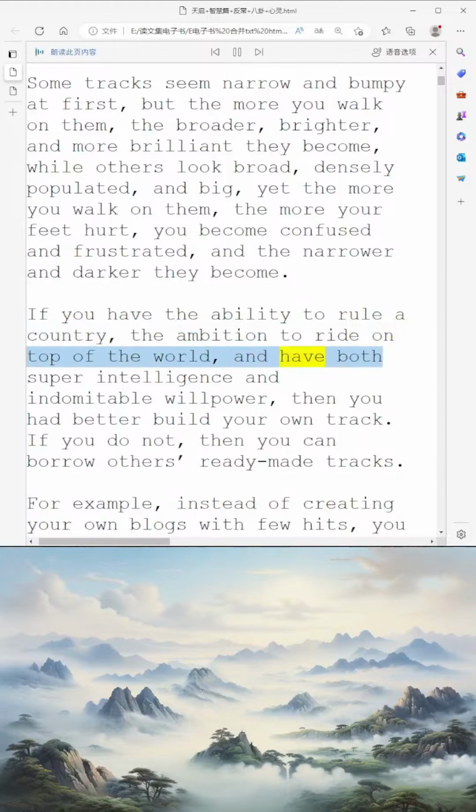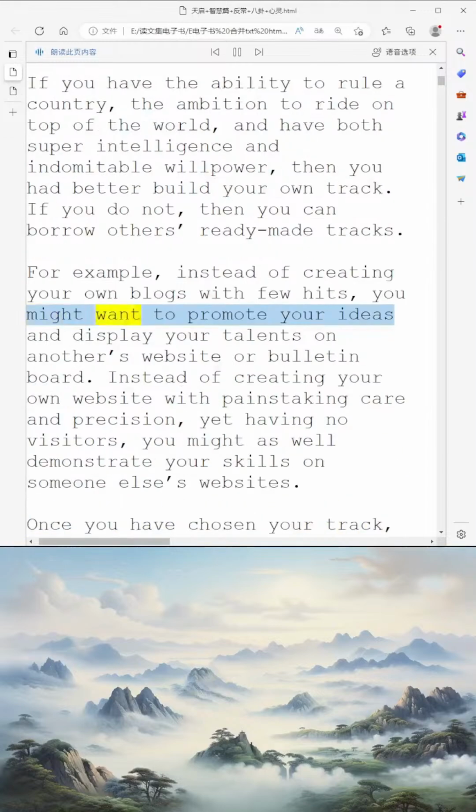If you have the ability to rule a country, the ambition to ride on top of the world, and have both superintelligence and indomitable willpower, then you had better build your own track. If you do not, then you can borrow others' ready-made tracks. For example, instead of creating your own blogs with few hits, you might want to promote your ideas and display your talents on another's website or bulletin board. Instead of creating your own website with painstaking care and precision, yet having no visitors, you might as well demonstrate your skills on someone else's websites.